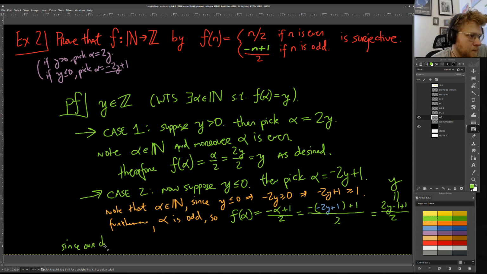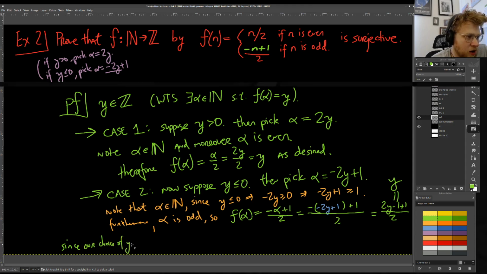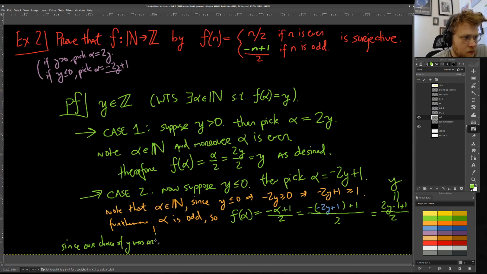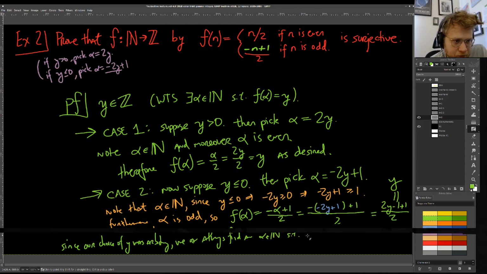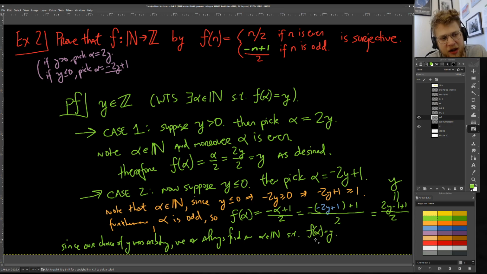Since our choice of y was arbitrary, and our cases cover all possible values of y, we can always find an alpha in the domain such that f will map that alpha to y. So f is a surjection.